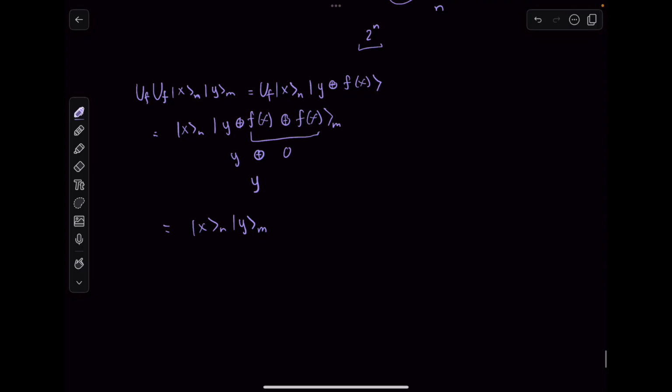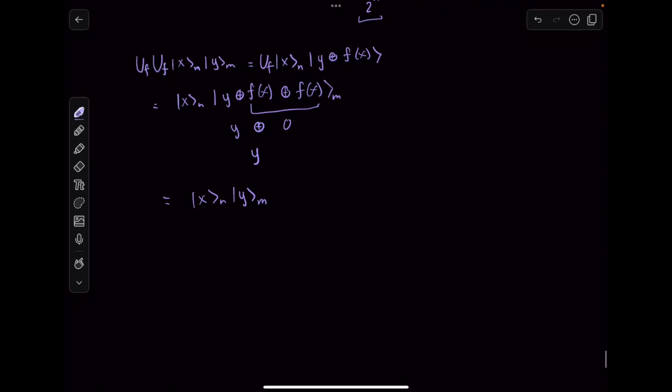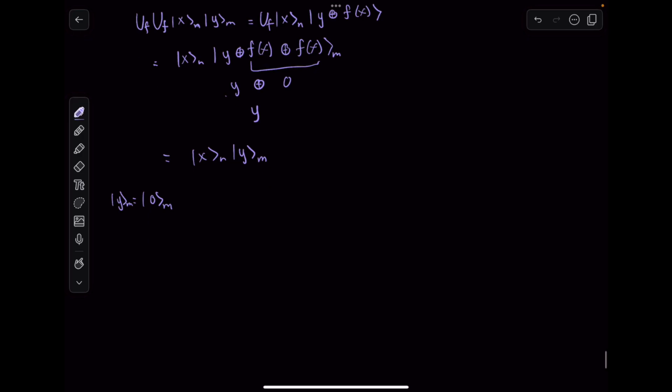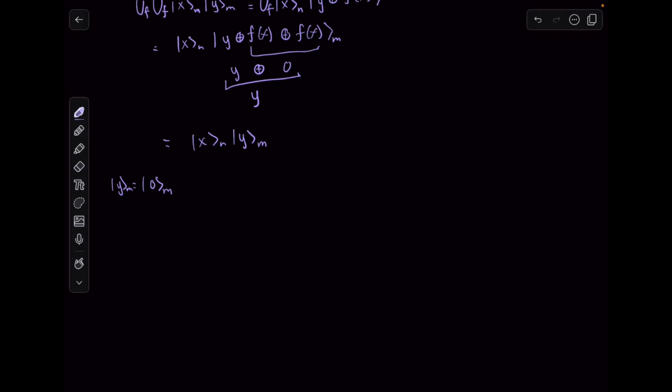Okay, so for example, what happens if we prepare y in the all 0 state? So y is just a bunch of zeros. Well, like I said up here, if you take the XOR with 0 and some number, you get back that number. And if that number is our function value, then we have a circuit here that computes, well, we have 0 here. So we have a circuit now that puts f of x in the output register and keeps the input register the same for us. And it is reversible, as we showed up here.